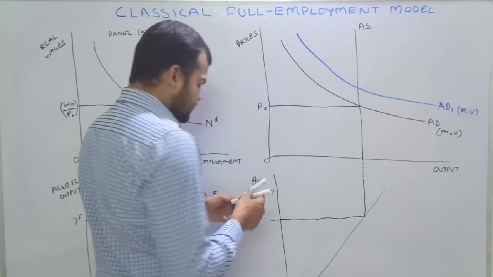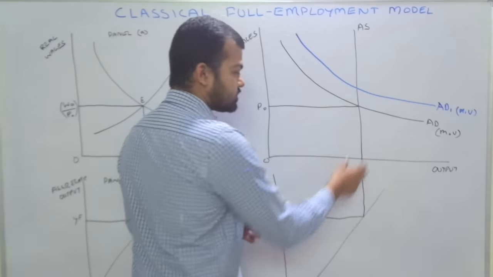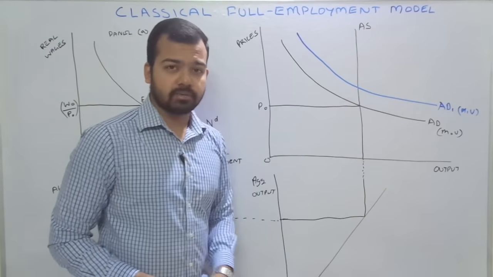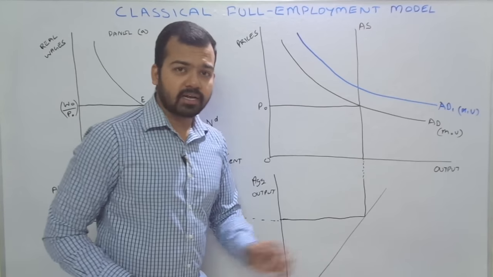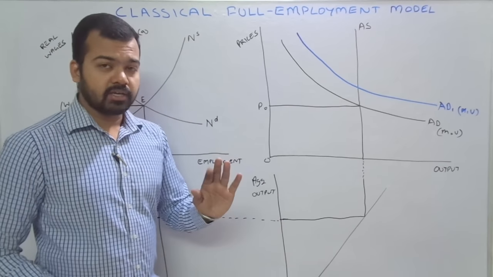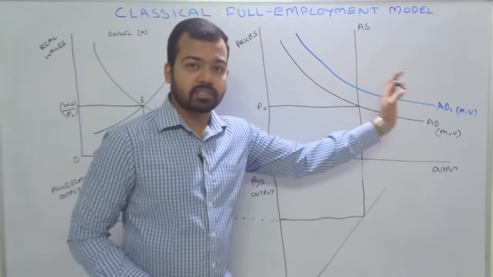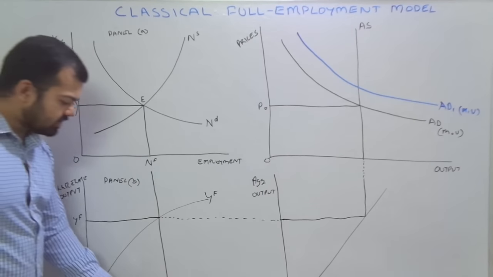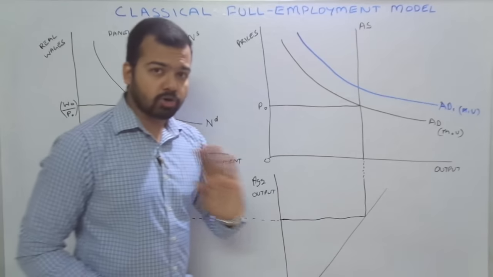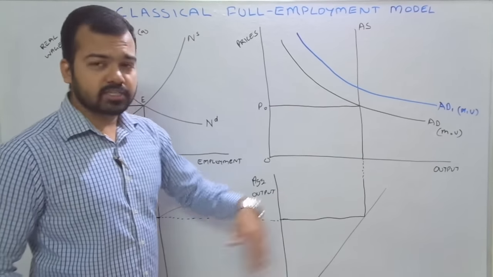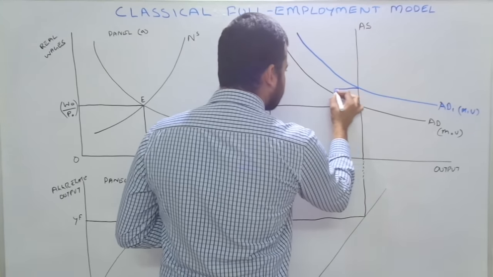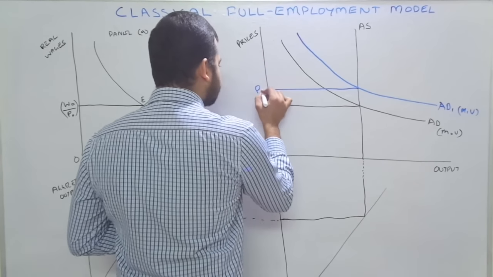So what happened? If the supply remains fixed, because in classical economics, supply is fixed by assumption. It means labor and capital are already fully employed, this is the result of the increase in the money supply. So labor and capital are already at the full employment level, so we cannot increase the output in the economy. So what happens? Just the prices will rise. So here we can say that prices will rise to P1.